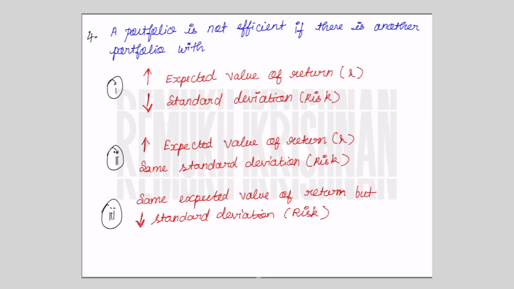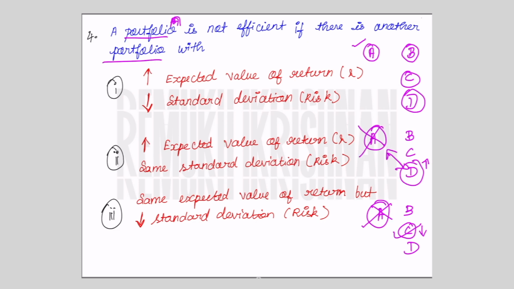Moving forward, how should we pick the portfolio? A portfolio is not efficient if there is another portfolio with a higher expected return and lower standard deviation. We already discussed that variance or standard deviation is considered to be risk. So suppose I pick portfolio A and there is another portfolio which provides a higher expected return, then obviously I don't want this option, right? When we see the sums, it will be clear to you. So this is how the efficient frontier works.